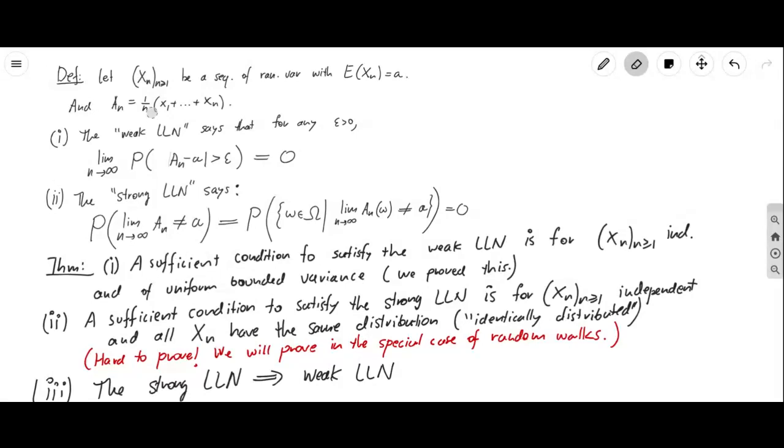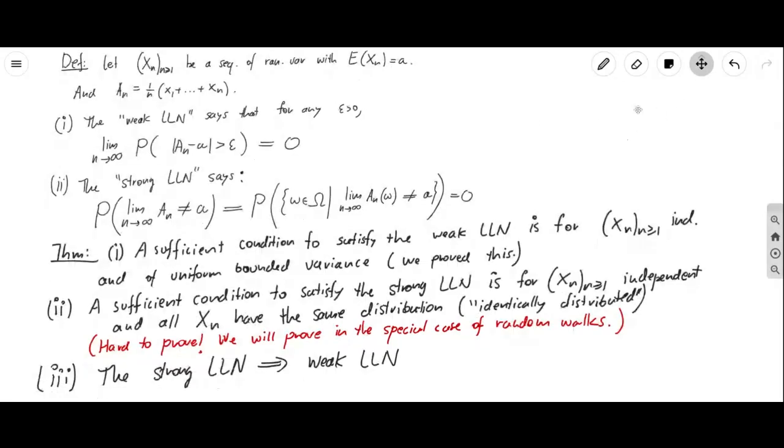You can take any collection of random variables, all of which have the same expectation. They're independent, they all have the same distribution, but they do not even have a variance. The variance is not even defined, but the strong law of large numbers will be satisfied, and then from there it will follow that the weak law of large numbers is also true, except it will not follow from the proof that we had, because the proof that we had required the uniform boundedness assumption.